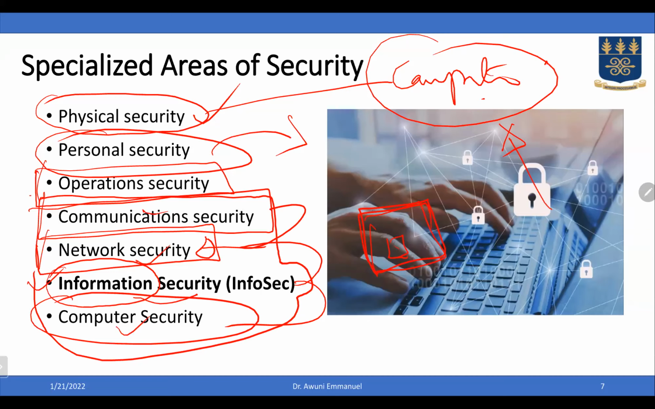But these are other security aspects which may not be part of the IT space: physical security, personal security, and operations security, the day-to-day activities of the organization. And of course, operations security could somehow also be linked with information security.